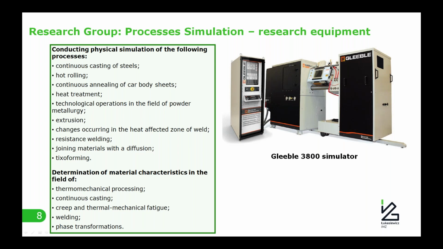The foundation of the Laboratory of Process Simulations, right now called Research Group Processes Simulation, began with the purchase of the Gleeble 3800 simulator in 1999. Using the Gleeble system, we are conducting physical simulations of the following processes: continuous casting of steels, hot rolling, continuous annealing of car body sheets, heat treatment, technological operations in the field of powder metallurgy, extrusion, changes occurring in the heat-affected zone of weld, resistance welding, joining materials with diffusion, thixoforming.